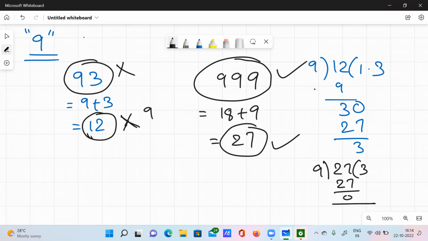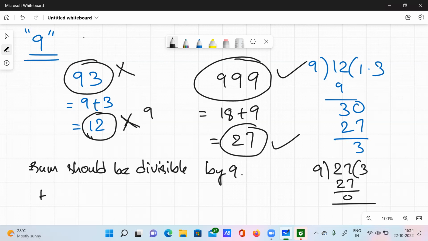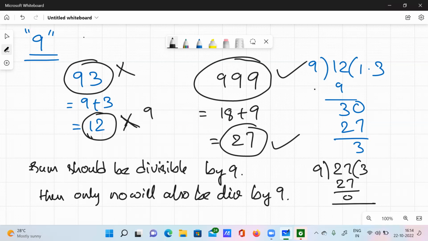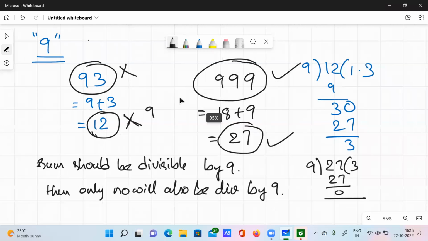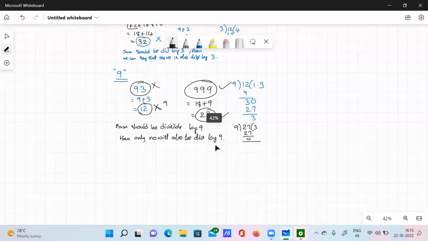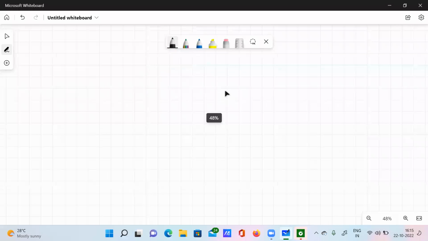So this would be the divisibility rule. That is, the sum should be divisible by 9. Then only the number will also be divisible by 9. So this is the divisibility rule of 9. Okay, just move on to the next rule here.